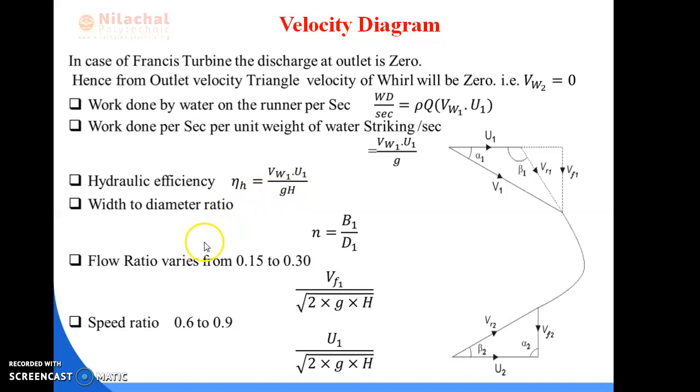In case of a Francis turbine, there is a ratio, width to diameter, and that is known as the symbol n, B1 by D1. Also we have to remember the flow ratio, that is Vf1 by root over 2gH, and the speed ratio as U1 by root over 2gH. In the next video class, we will solve some problems related to the velocity diagram of the Francis turbine.